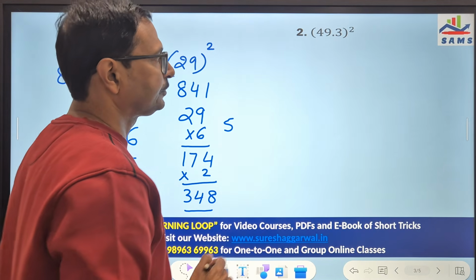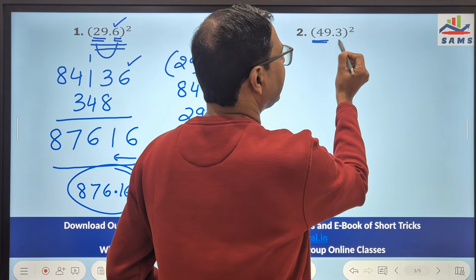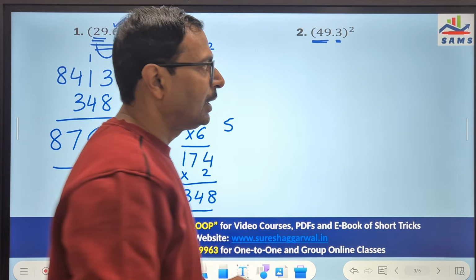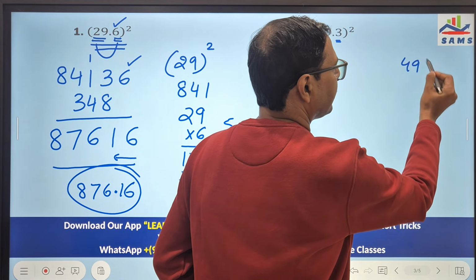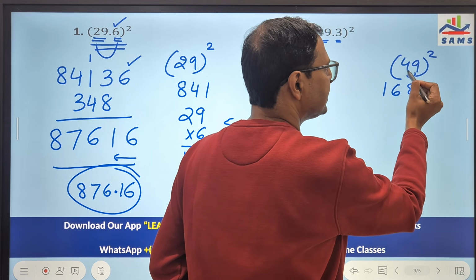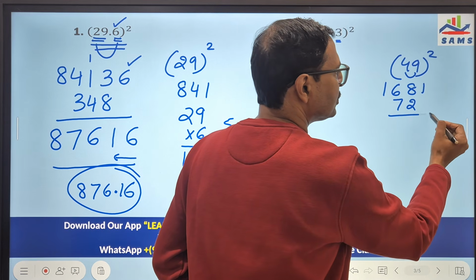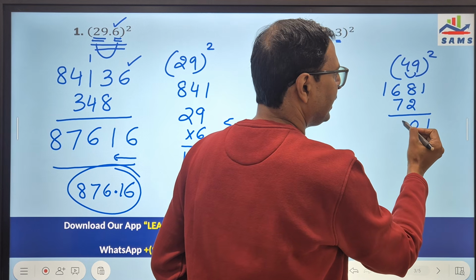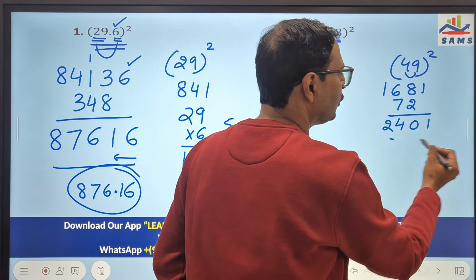Let's see another one. So we have a 49 and a 3. So what do I need now? I first need 49 square. And 49 square, 4 square 16, 9 square 81, 9 4s are 36, double 72. So 1, then 0, 1 carry, 14, 4, 1 carry, and 2, 2 4 0 1.